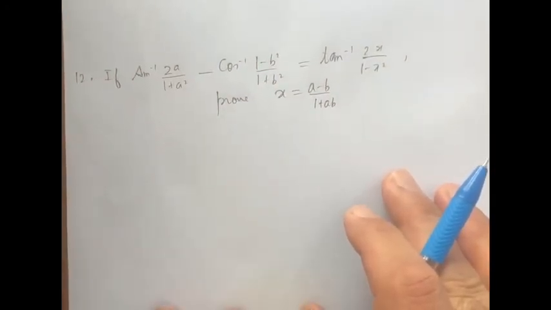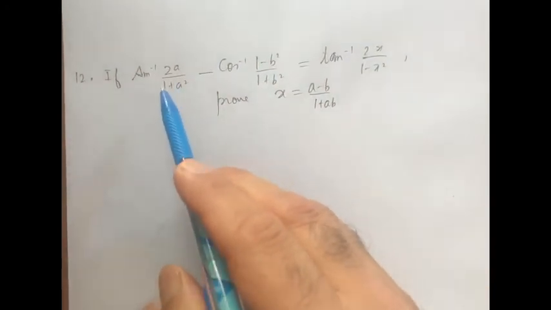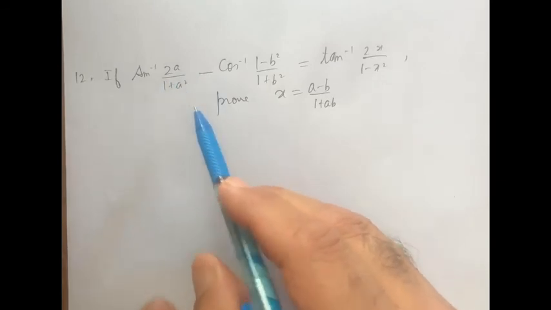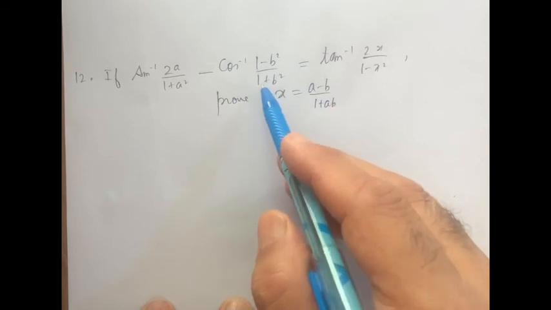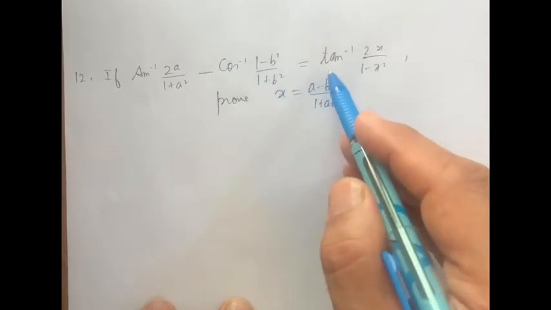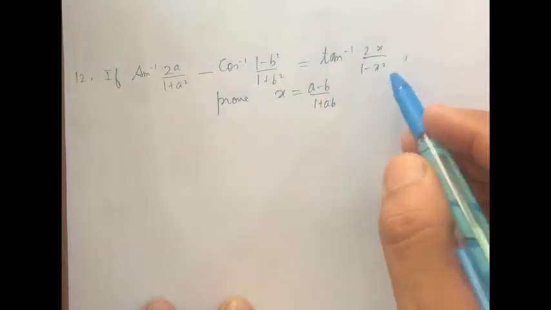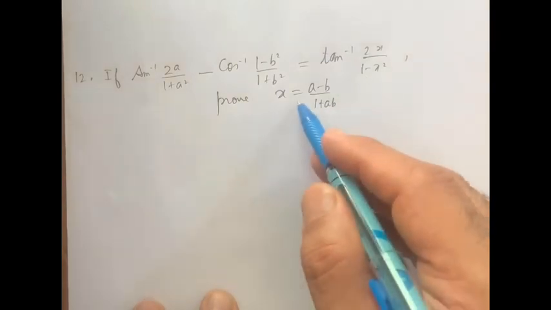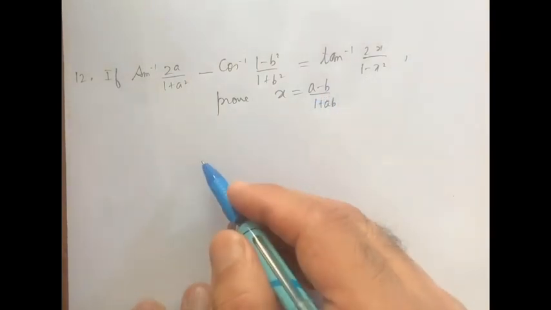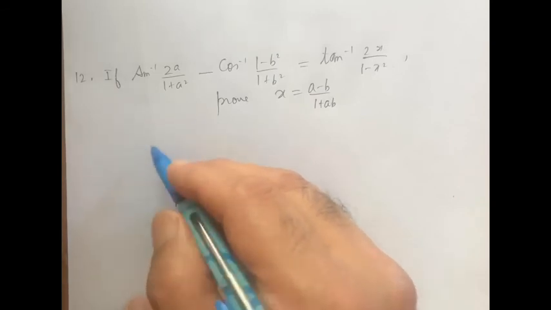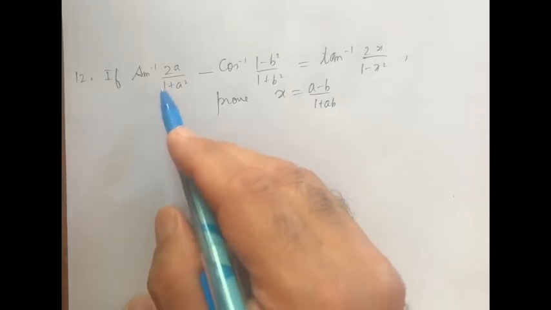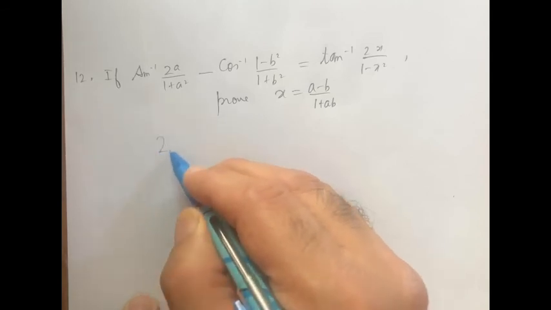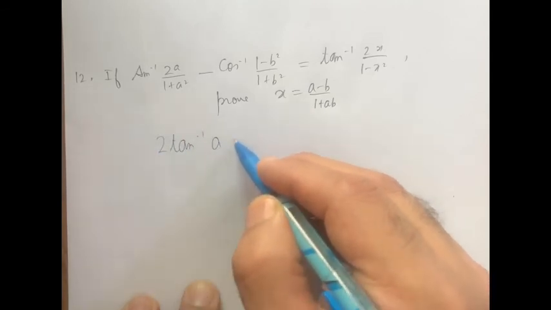And the last question, we are given sin inverse of 2a upon 1 plus a square minus cos inverse of 1 minus b square upon 1 plus b square is equal to tan inverse of 2x upon 1 minus x square. We have to prove x is a minus b upon 1 plus ab. So we start with the given equation, sin inverse of 2a upon 1 plus a square. This is 2 tan inverse of a.